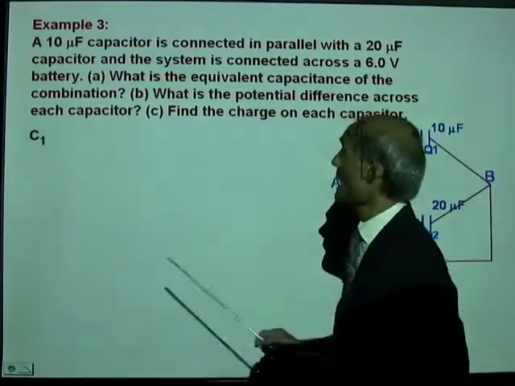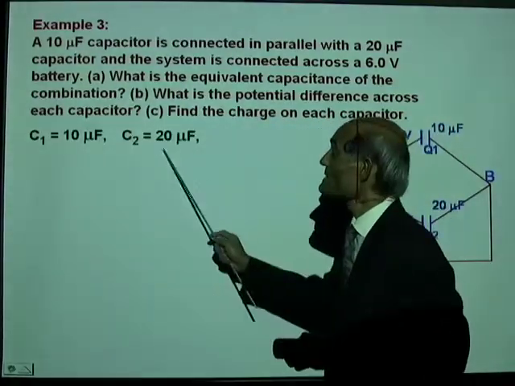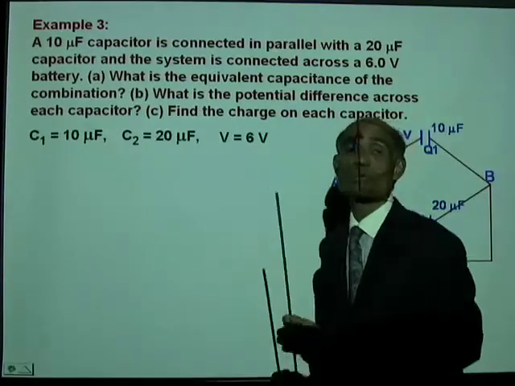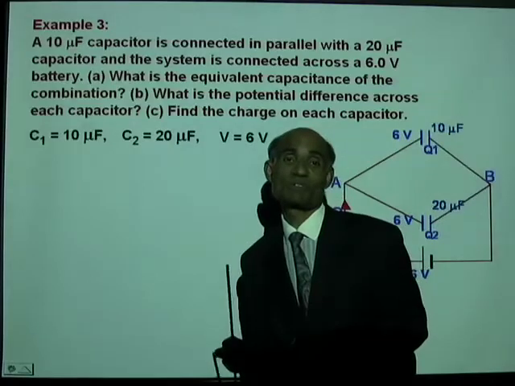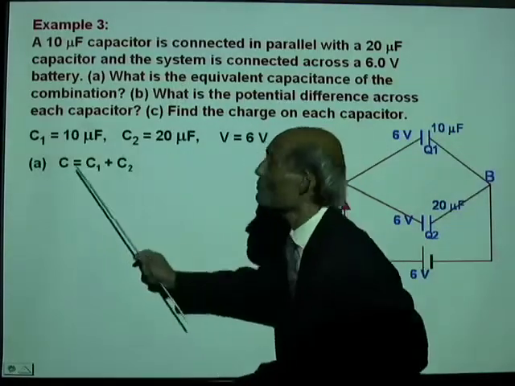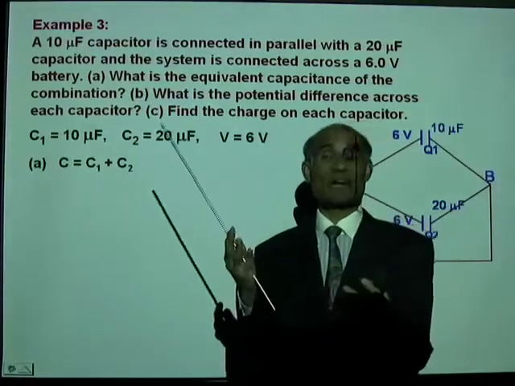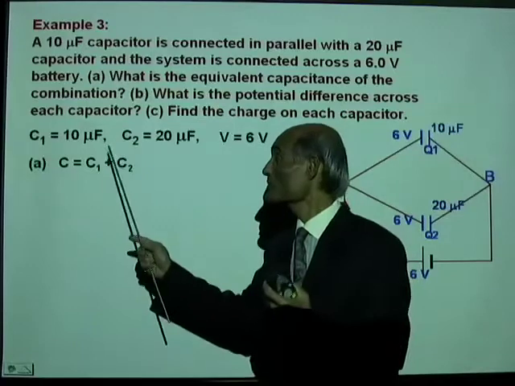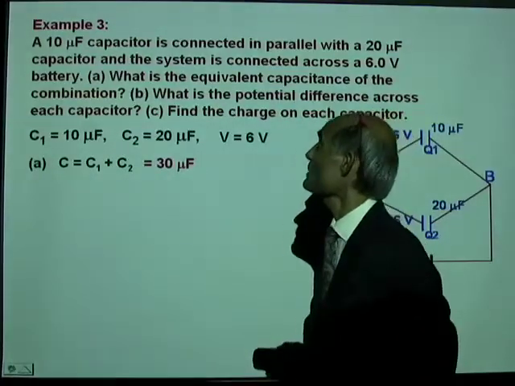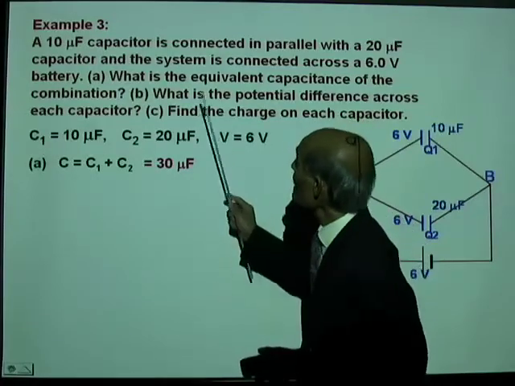Okay, now we have C1 equal to 10 microfarad, C2 equal to 20 microfarad, and the total potential V equal to 6 volt. The total capacitance will be C equal to C1 plus C2. When capacitors are in parallel, the total capacitance is C equal to C1 plus C2. That will be 30 microfarad. Well, what's the next one?